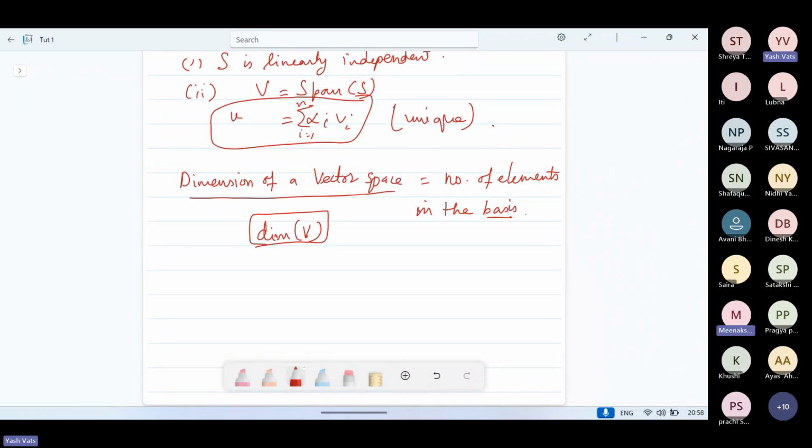Does anyone have any questions till now? Let me know. Otherwise, I stop here and give examples of a basis. Suppose you have the vector space R. What is the basis of R? Anyone?